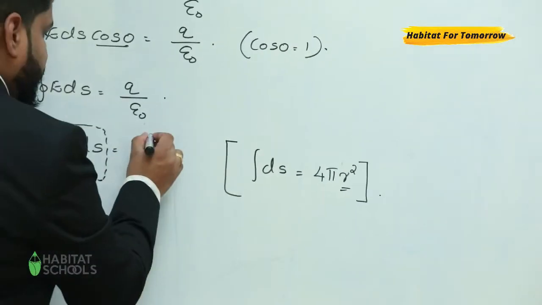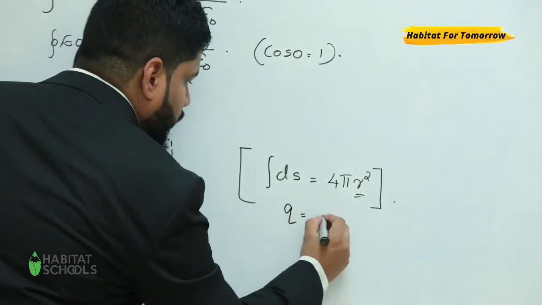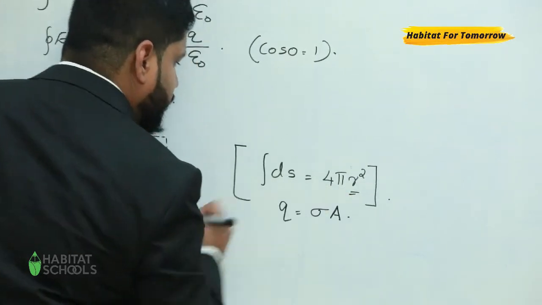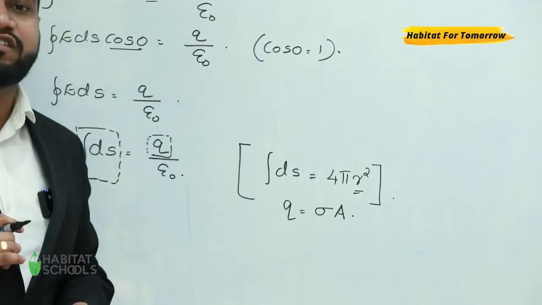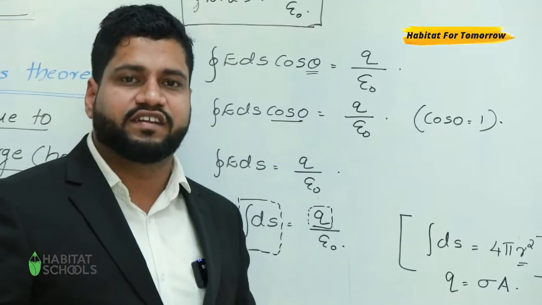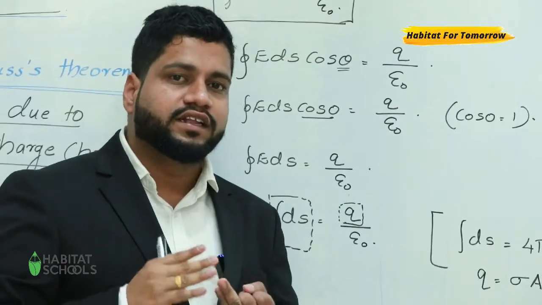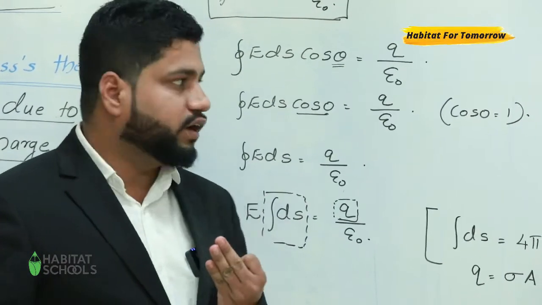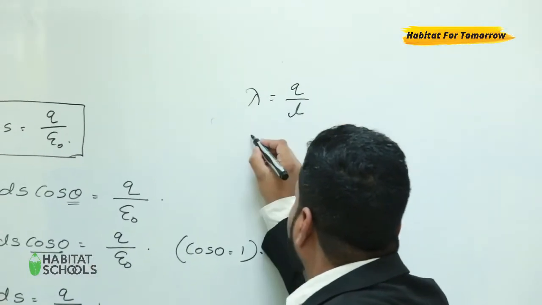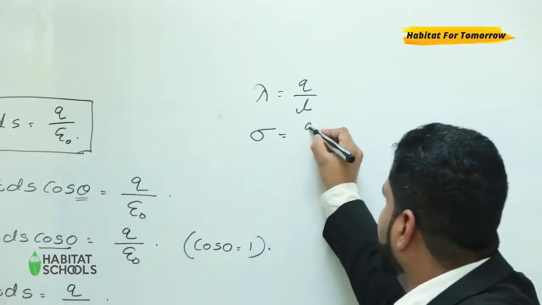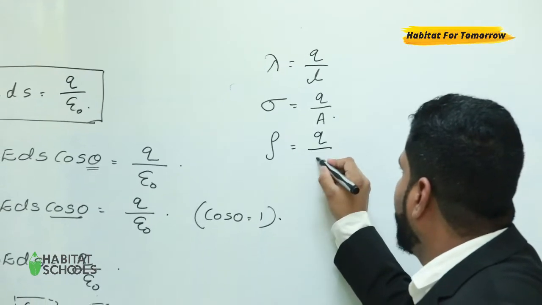And here you need to substitute for this q also. Q is equal to sigma into A. Last class also we learned regarding this surface charge density. There are three charge densities. First one is linear charge density. Second one is surface charge density. Third one is volume charge density. So linear charge density lambda is equal to q by L. Surface charge density sigma is equal to q by A. Volume charge density rho is equal to q by V.